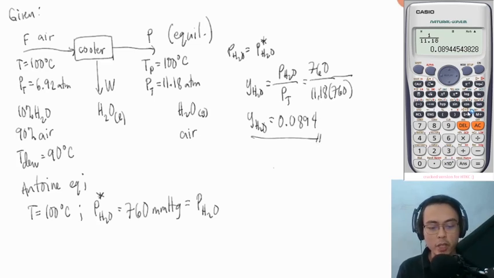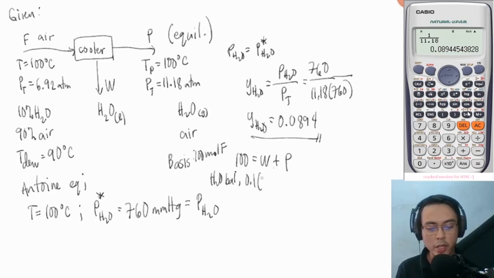Now perform the OMB. OMB is F equals W plus P. So we are using the same basis, no? Basis is 100 moles of F. So 100 equals W plus P. When you perform the water balance, we have 0.1 times 100 is equal to W plus 0.0894 times P. Solving the two equations we have.